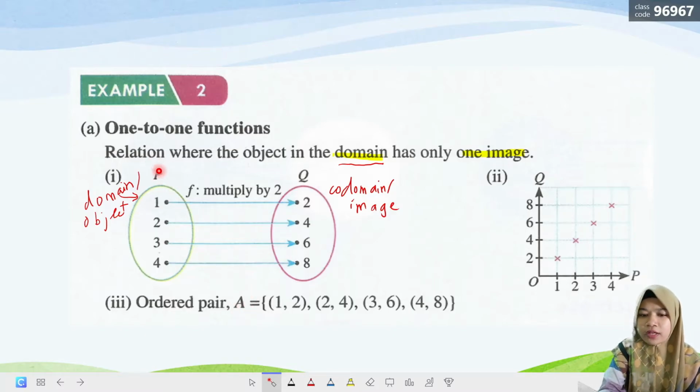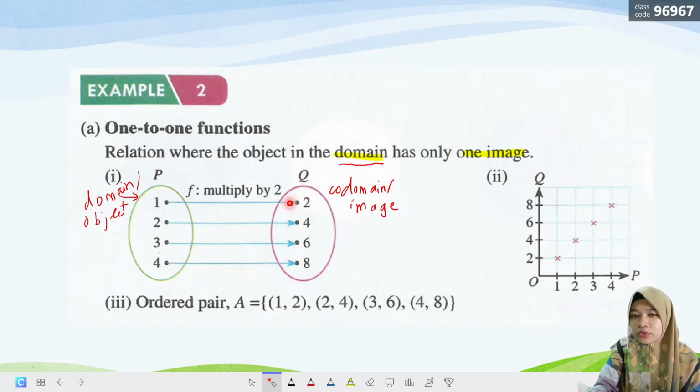Okay, if you have already set P and set Q, dinasihatkan gunalah huruf yang lain. For example, here is A. Okay, A equals to, open the braces, the curly bracket, open the bracket, the pair is 1, 2, bukannya 2, 1, okay, 1, 2, comma, 2, 4, and so on. Okay, make sure you separate each pair by using comma.